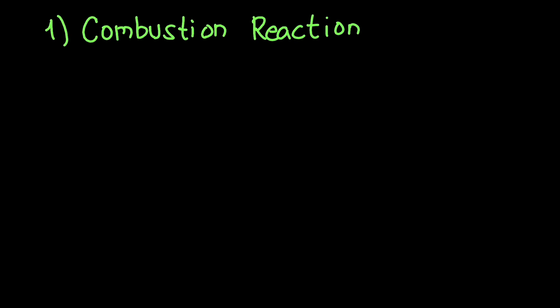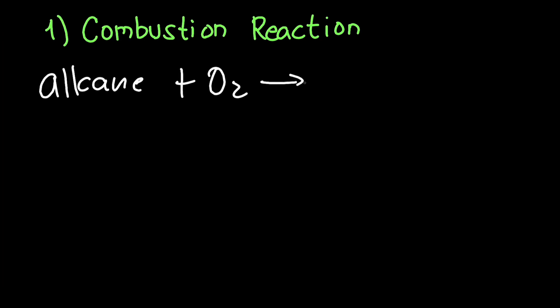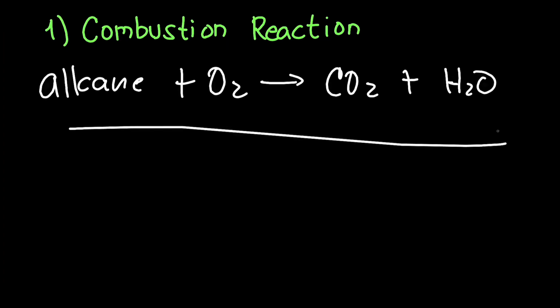In this video, we'll be talking about the reactions regarding alkane. Let's start with the first one, the combustion reaction. It is where an alkane would react with oxygen, usually from the air, which forms the product of carbon dioxide plus water. This would be the general formula.